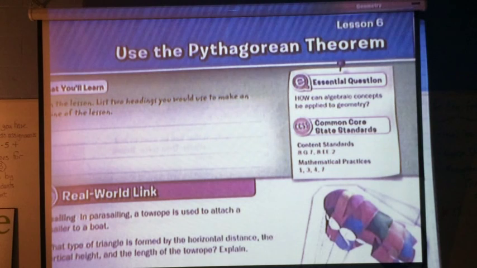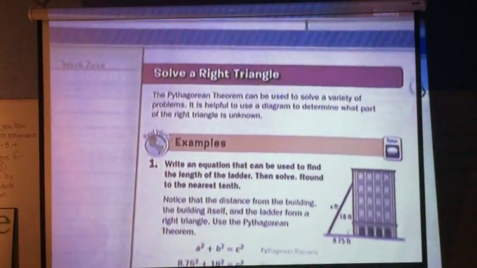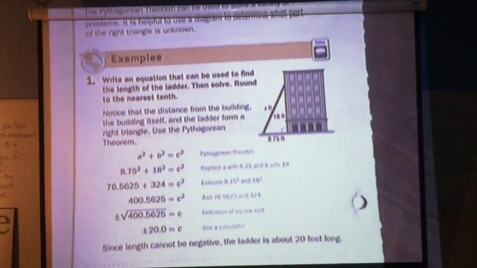Lesson 5-6, how to use the Pythagorean theorem. This is an extension of the last lesson that we did, which was just how to calculate the measure of triangles. Today we're actually going to use it in real-world problems. You can follow along with me starting on page 424. We're going to take a look at example number 1.